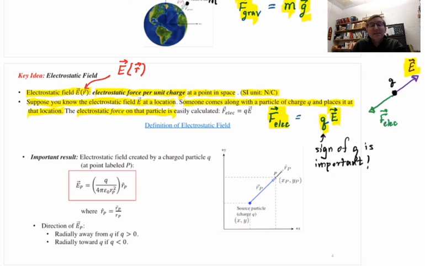I got to know what it is before I can then go do Q times E to get F. How do I find E? And what creates E, electrostatic field? Answer, charge. Any charge. So I'm going to go through some steps.